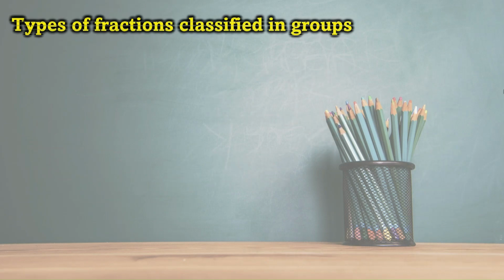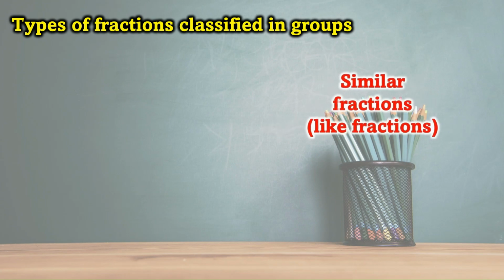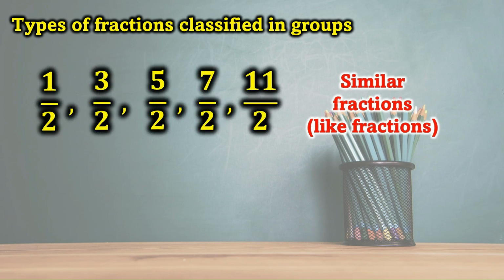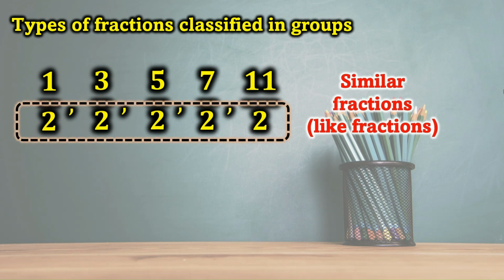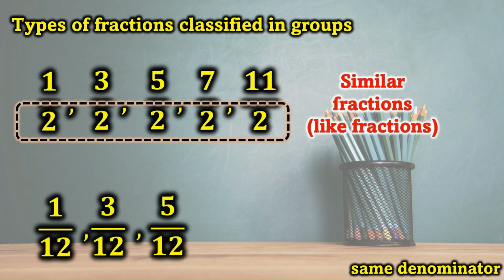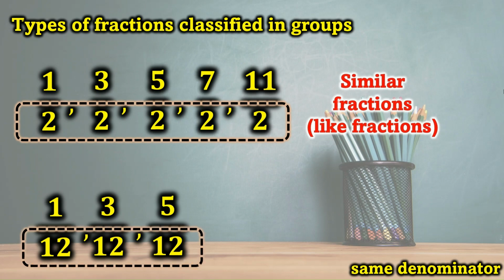Here are the types of fractions that are classified into groups. They are categorized as follows. Similar fractions, also known as like fractions. The fractions which have the same denominators are called like fractions. For example, 1/2, 3/2, 5/2, 7/2, 11/2 are like fractions. Other examples we have 1/12, 3/12, and 5/12.